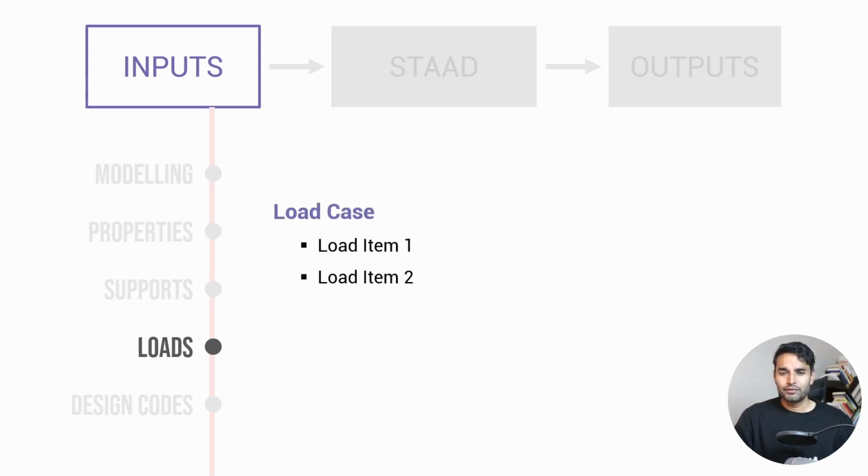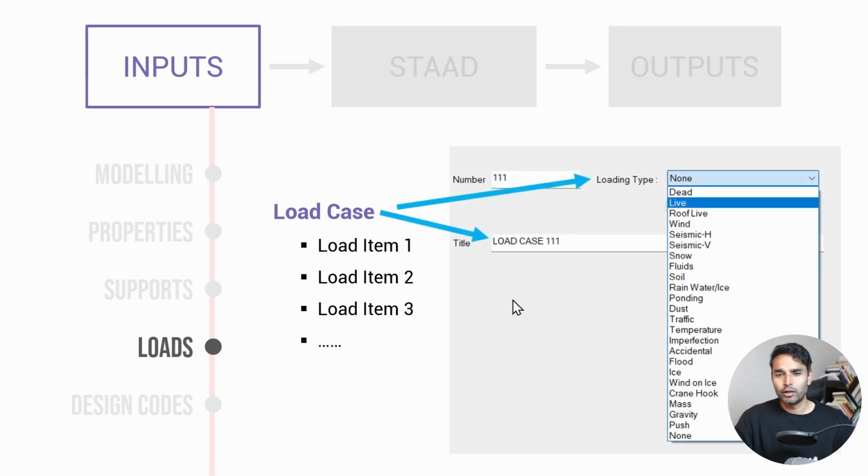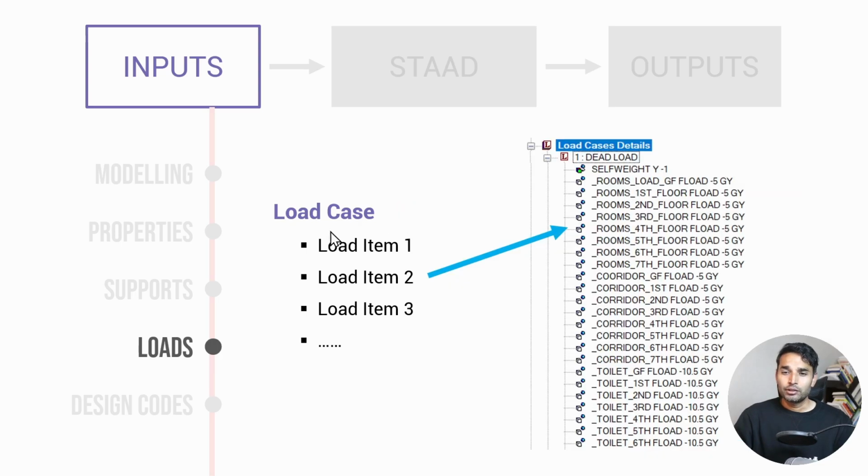We have load case, and under it load case item 1, 2, 3. So when we are putting it inside STAAD, this is what it will look like. You'll provide the title of the load case and you'll be providing a loading type, which is a predefined list. So you can see here we have the dead load, live load, roof load, wind load, etc. Load items will be covered under the load case.